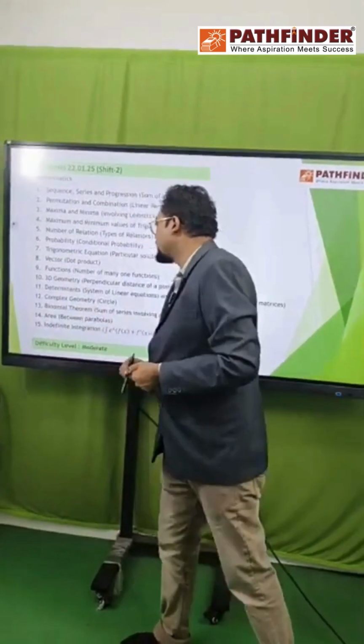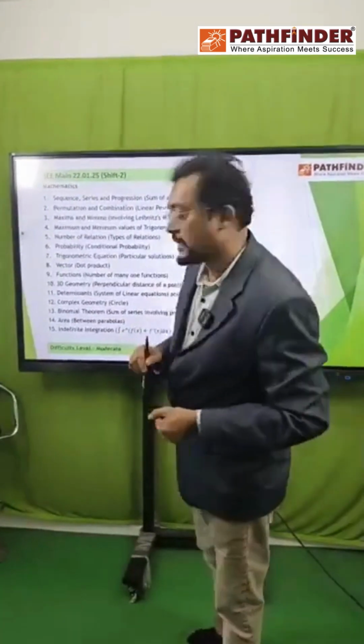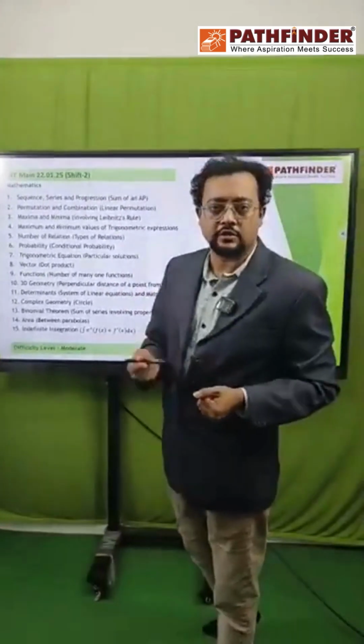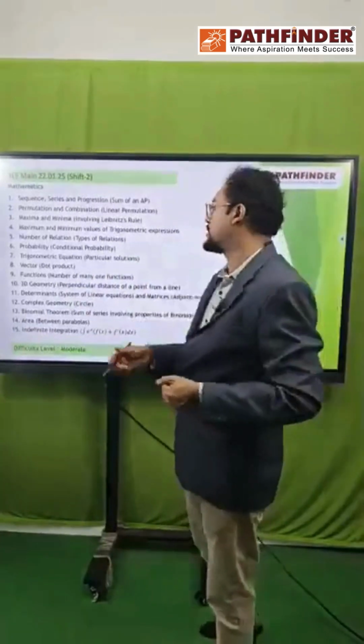Okay. Next, determinants. In the last paper also we saw what the question from determinants was. It was system of linear equations, how many solutions will be there. That means whether it's a consistent system or an inconsistent system.